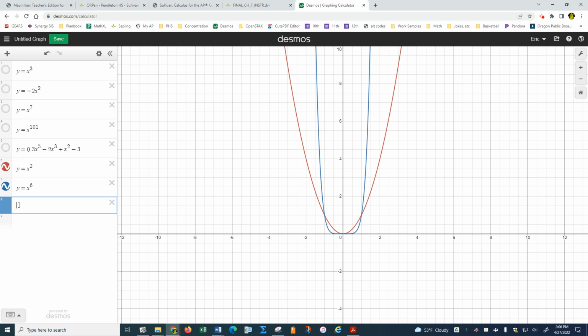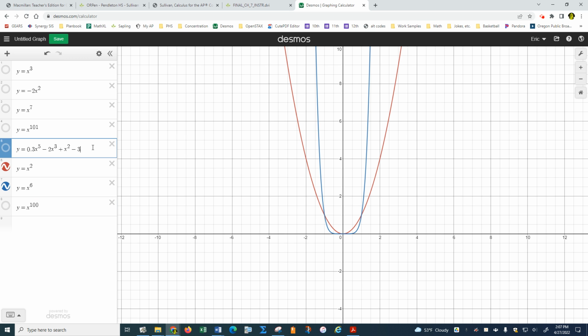What do you think it's going to look like if I do y equals x to the 100th? What do you think that graph's going to look like? The bottom line will get longer. Will get a little bit longer. It's still going to go through the point 1, 1, for example, though, isn't it?